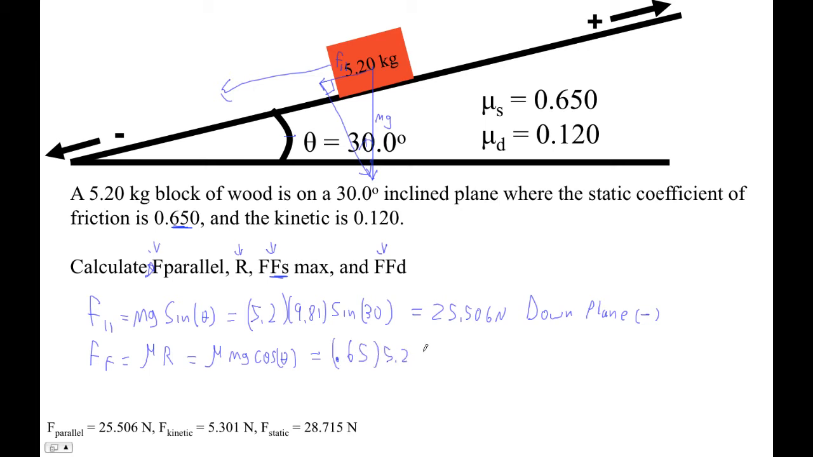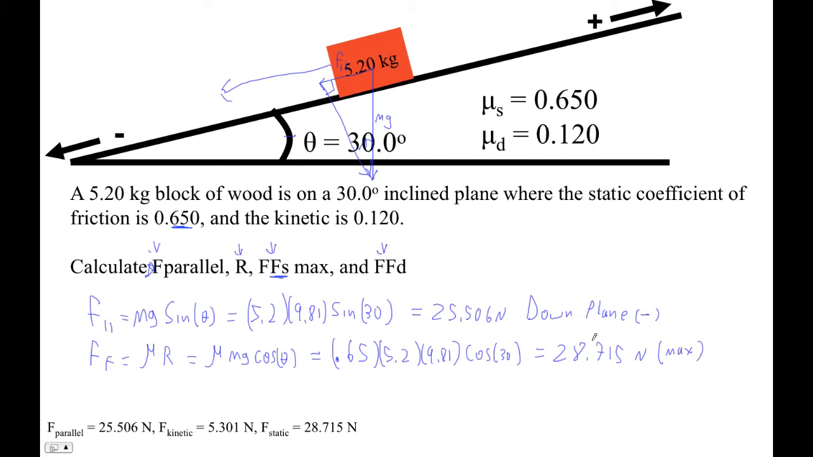times 5.2 times 9.81 times the cosine of 30. And this definitely won't come out even. So 0.65 times 5.2 times 9.81 times cosine of 30 is 28.715 newtons, and that's the maximum that the static friction can be.